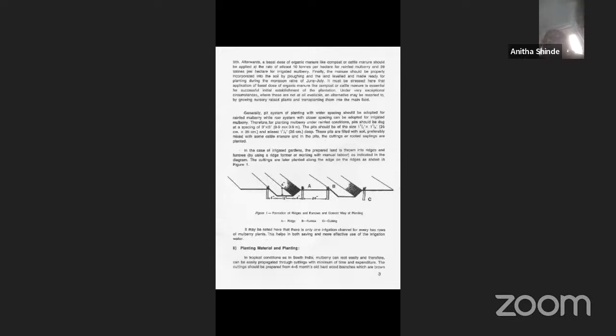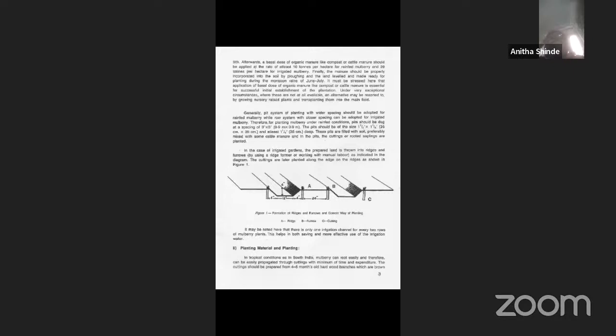So it must also be stressed here that application of the basal dose of organic manure, like the compost or the cattle manure, is essential for the establishment of the plantation. Only in very exceptional cases, when they are not available, may an alternative be resorted to, by growing nursery-raised plants and transplanting them into the main field. So this is how you have to take care.